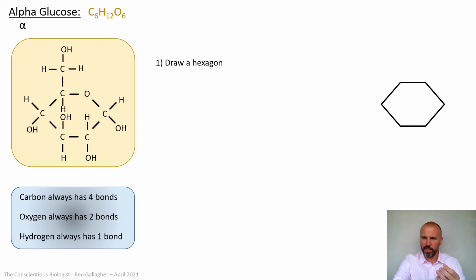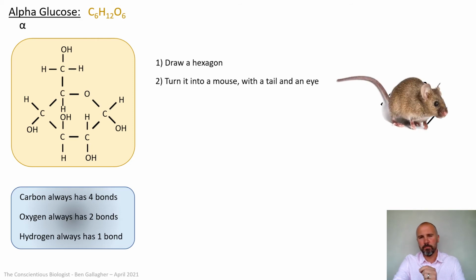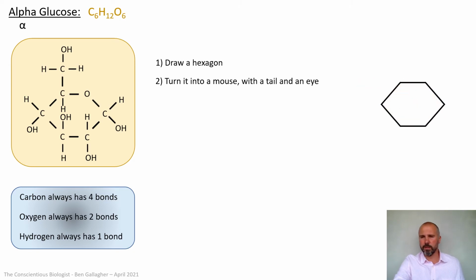Then, this is a bit weird, but it helps. Turn it into a mouse with a tail and an eye. If you look at the mouse I put up here, you can see its eye, and its tail kind of sticking up, eye sideways onto you. To turn your hexagon into a mouse, put a tail on the top and the eye on the top. So the flat bit on the top there is your tail and eye for a mouse kind of sideways on. I know it sounds stupid, but trust me, I've been teaching this for years. It does help.